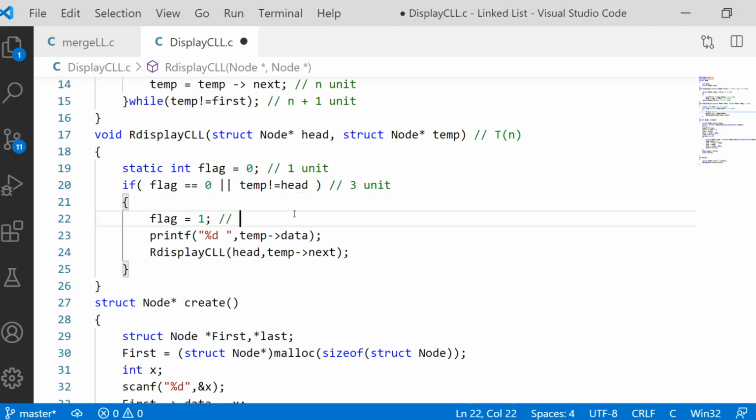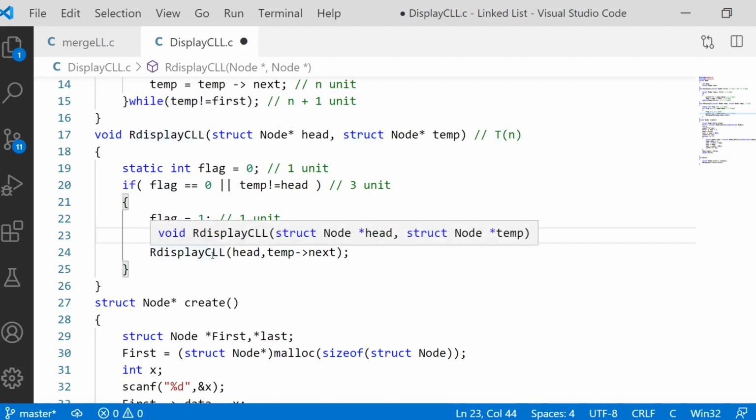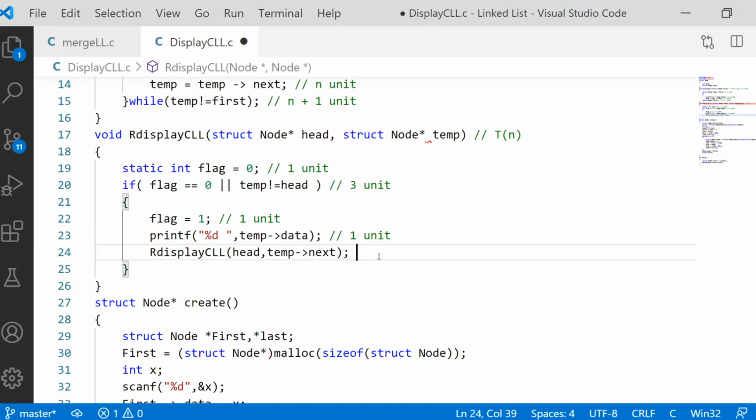Flag equal to 1 will be taking 1 unit. Printing temp of data will be taking 1 unit. Now coming to the recursive call, the function signature can be called as T of n, then display of CLL with head comma temp of next, which means the first data is printed and now I'm calling it for the second node, passing the address of the second node. So initially there are totally n nodes available. After completing the first node, how many nodes will be left? There will be n minus 1 nodes left. So this recursive call can be taken as T of n minus 1.